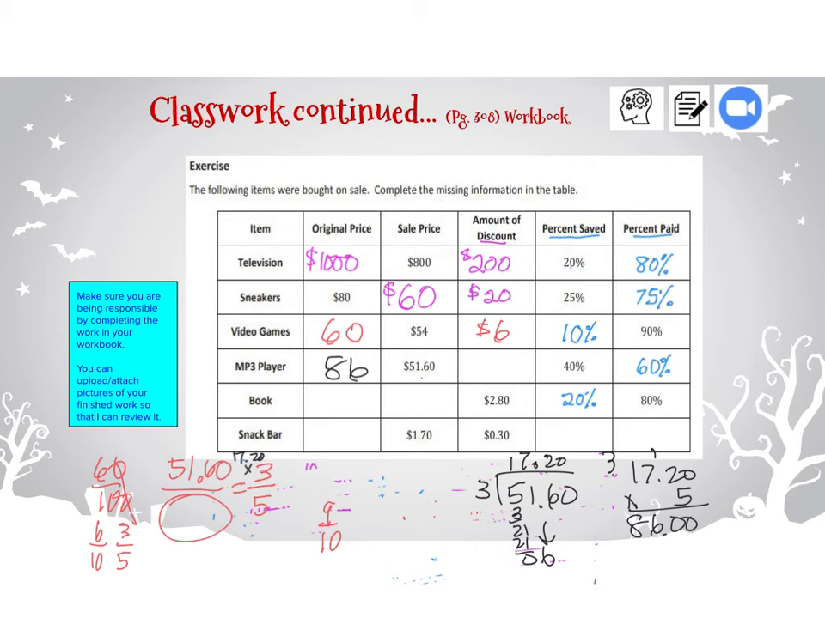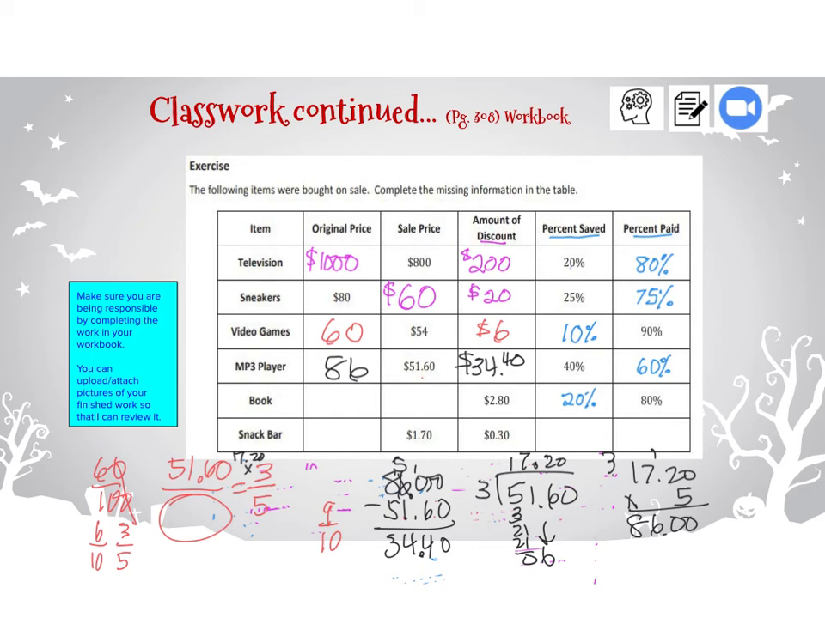So the original price is $86. The sale price is $51.60. So if I have 86, but I want to take away $51.60, then what do I get? I get $34.40 is the amount that you're saving. Okay, let's do one more.